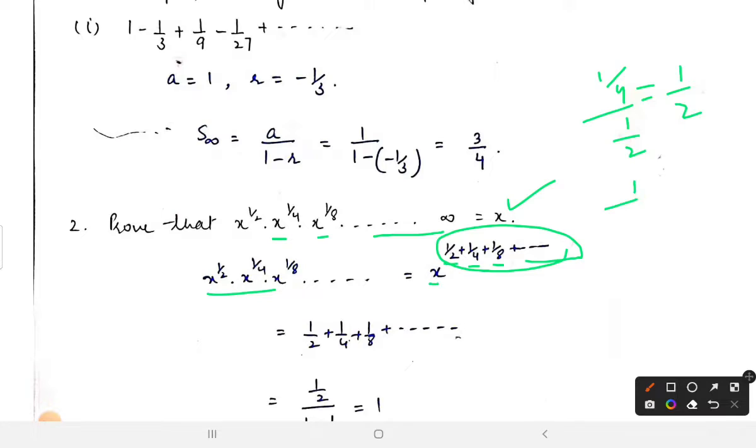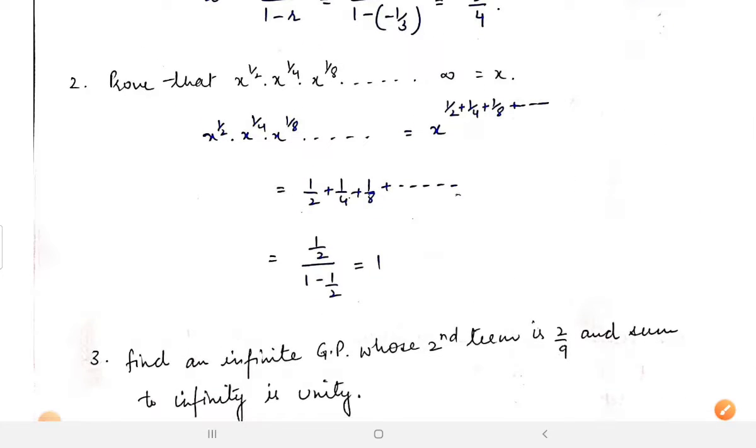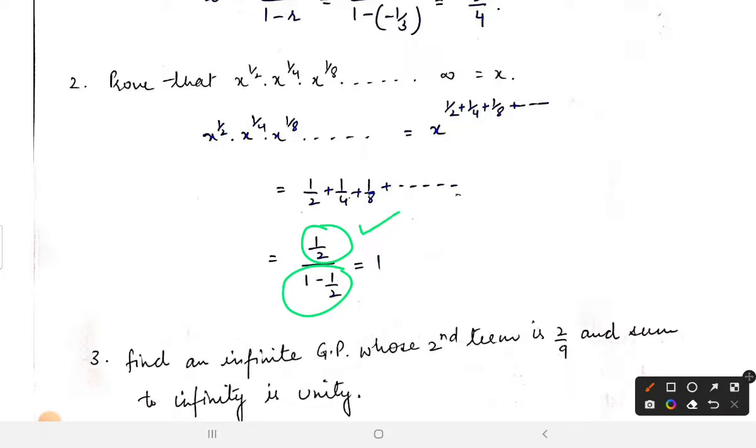If we divide 1 by 8 by 1 by 4, again the common ratio is 1 by 2. So the common ratio is 1 by 2, and the first term is half. So it is the sum to infinity, given by a upon 1 minus r. What is a? A is half, the first term, and the common ratio is also half. So half upon 1 minus half is half upon half, which is 1. So it will be x to the power 1, because we have calculated the sum of the powers. So it is x to the power 1, which is equal to the right hand side of the expression.